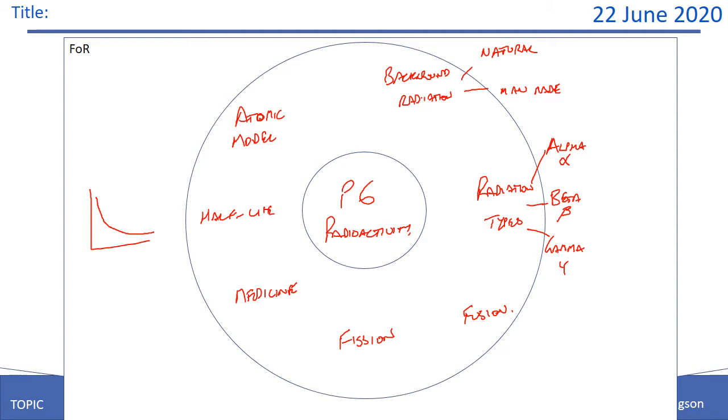Alpha has 2 neutrons, 2 protons. Okay, so I'm just going to write 2n plus 2p. What am I straight away doing? I'm forcing myself to remember what n and p stand for. 2 neutrons, 2 protons. How many electrons does it have? Come on, I want to write it down. None. Doesn't have any electrons.